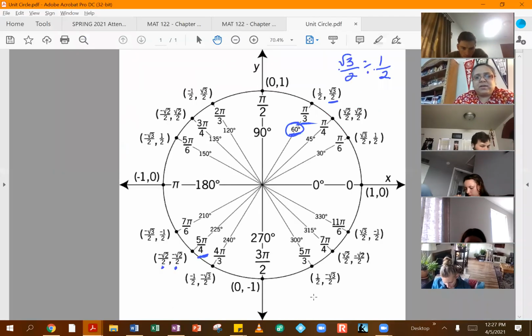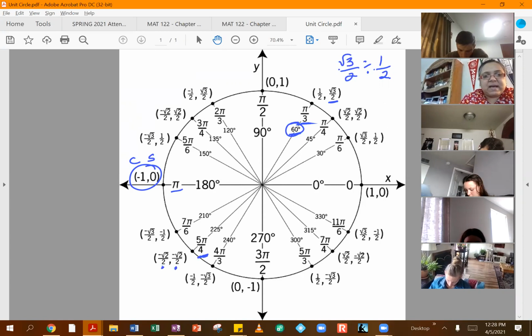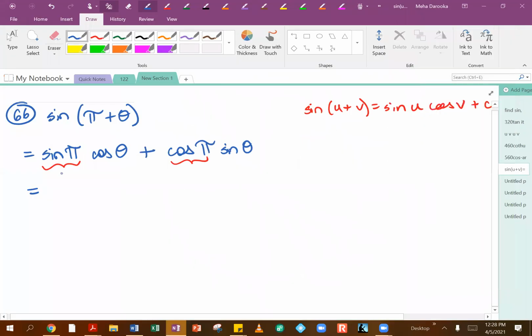And again, if you want to look at the unit circle. Cosine is -1 and sine of pi is 0. Yeah, very good. Because you can see your ordered pair is going to be -1, 0. So the first number is for cosine. The second one is for sine. So very nice, sine of pi.